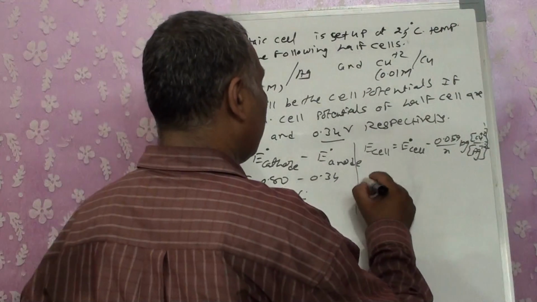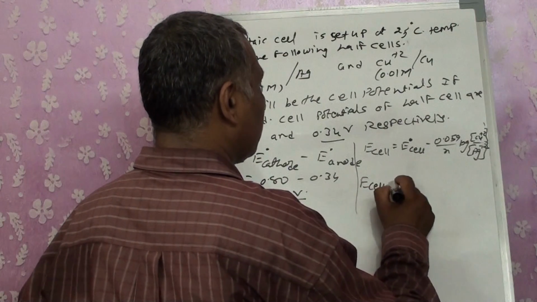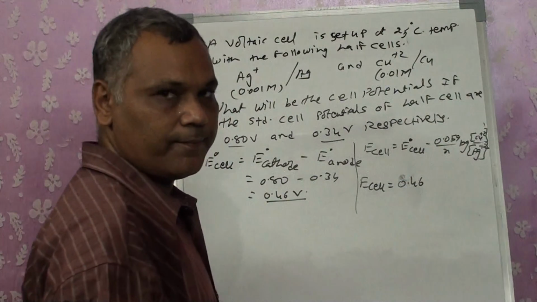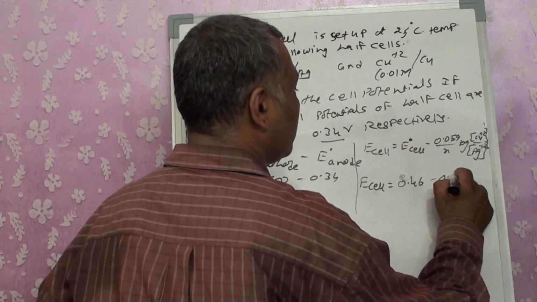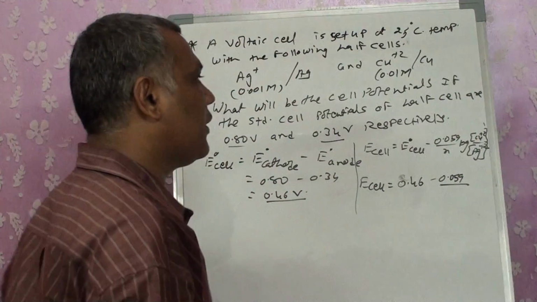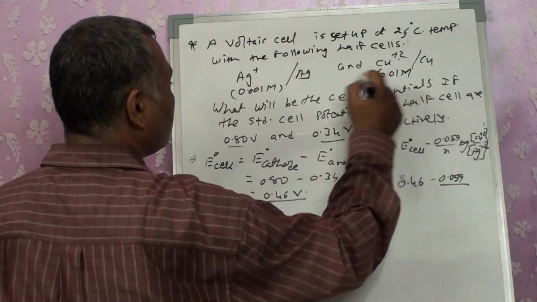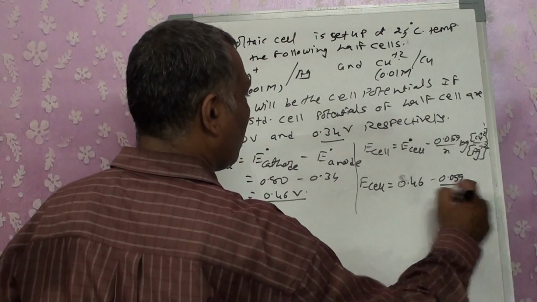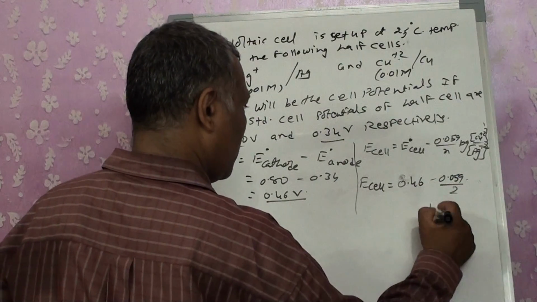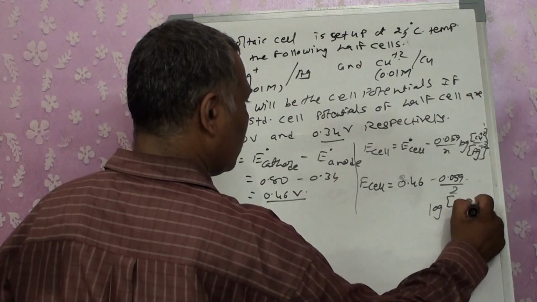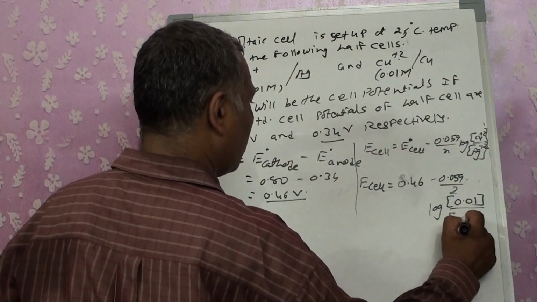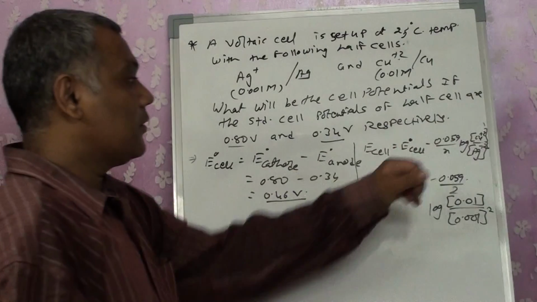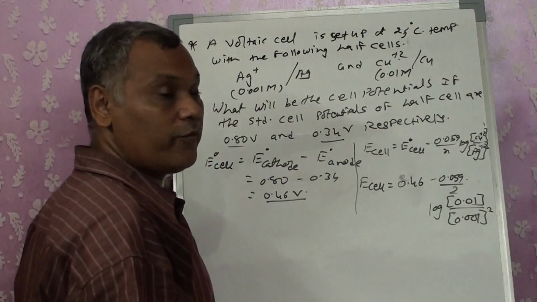So what is the cell potential that we will be getting? E cell is equal to, this one we got, 0.46, minus 0.059. Electron transfer during the reaction, that we saw it loses 2 electrons, it gains 2 electrons, so 2, log of 0.01 upon 0.001 whole square, right? The reason is we got 2 multiplied here.